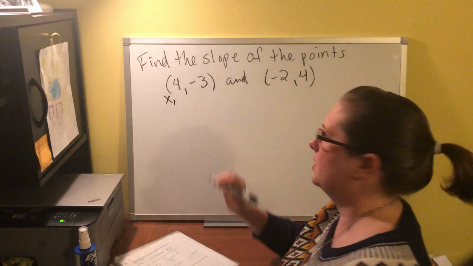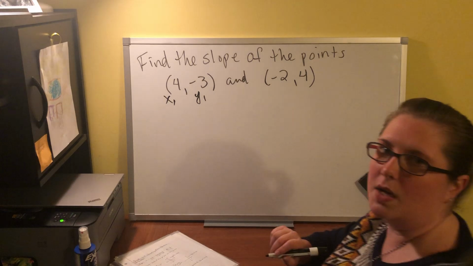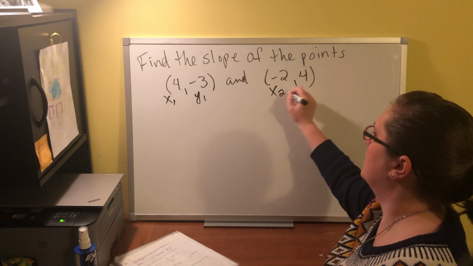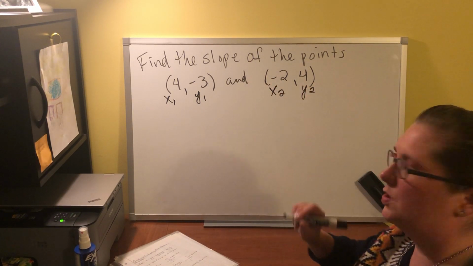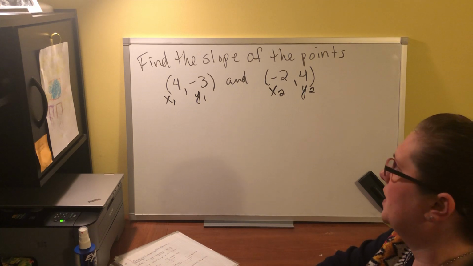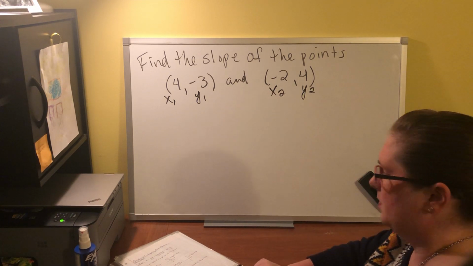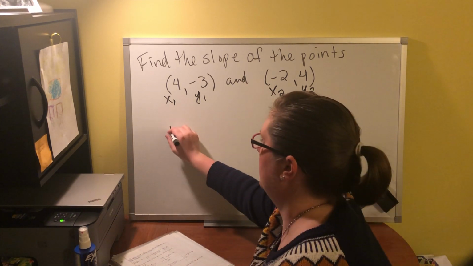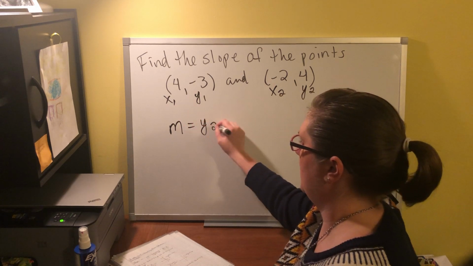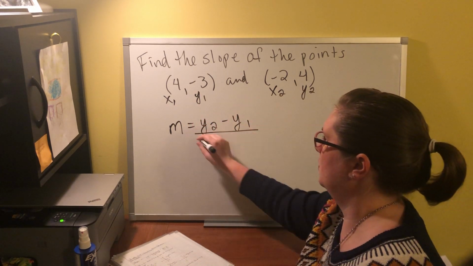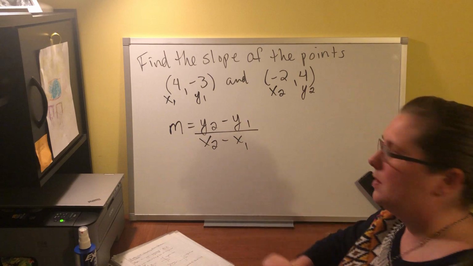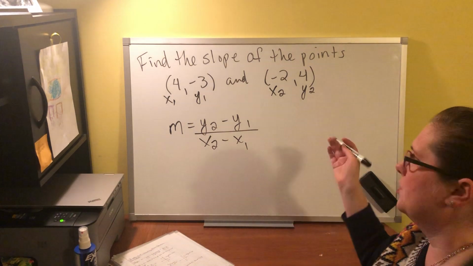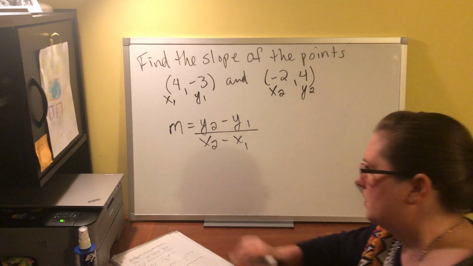This is going to be your x sub 1, y sub 1. Here, this is going to be your x sub 2, y sub 2. So it just kind of helps you stay straight with where these need to be plugged in. All right, so now we have our formula, right? m equals y sub 2 minus y sub 1 over x sub 2 minus x sub 1. All you're doing right now is substituting those values in.